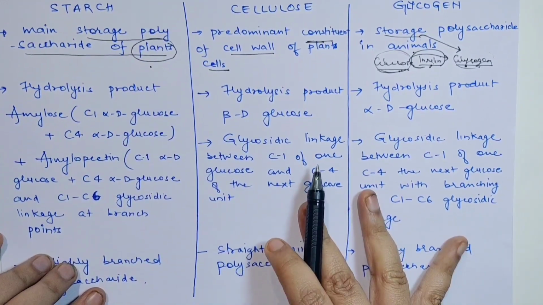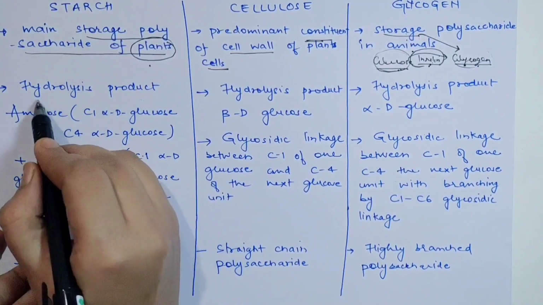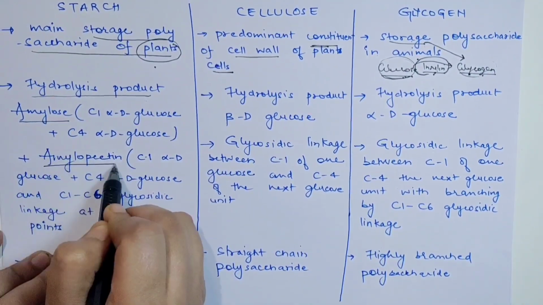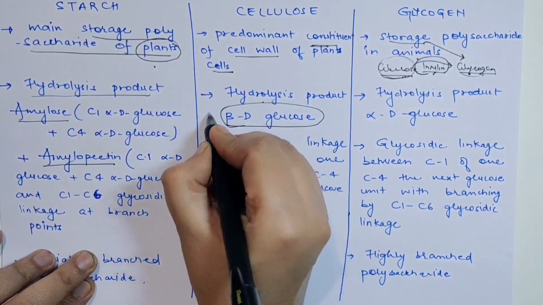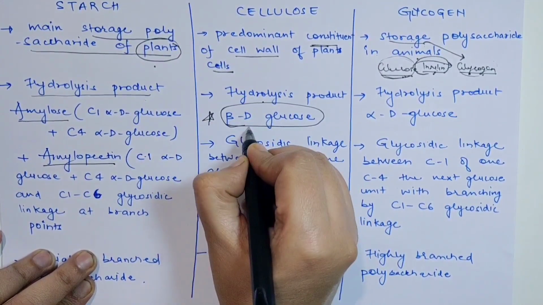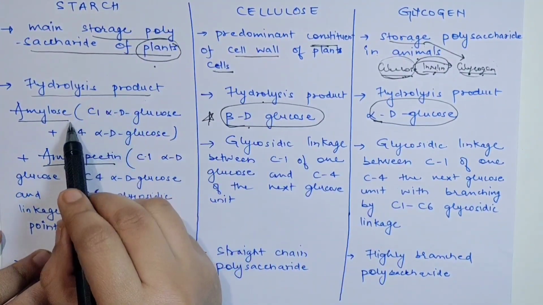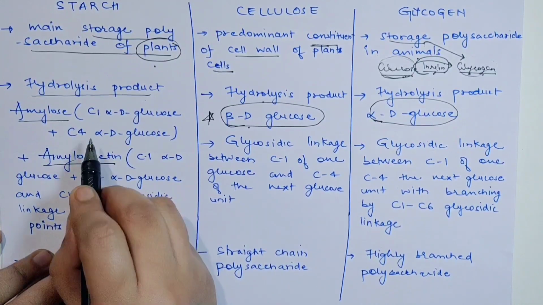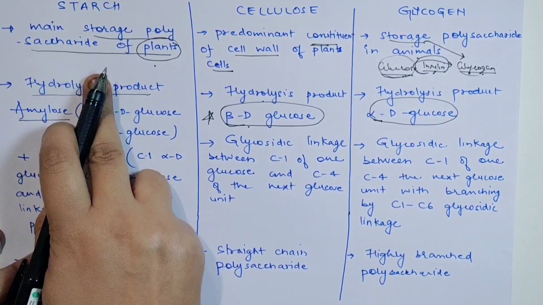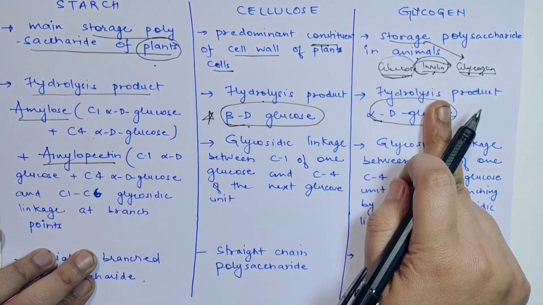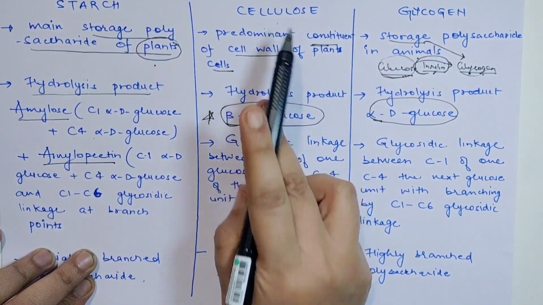Then the next point of difference is the hydrolysis product. Here in starch, the hydrolysis products, you can write amylose and amylopectin. In cellulose, it's beta D glucose, not alpha D glucose, beta D glucose. In glycogen, it's alpha D glucose. In starch, the amylose and amylopectin have alpha D glucose. The linkage is different; we'll be talking about that. But starch also has alpha D glucose. Glycogen also has alpha D glucose. The only thing that has beta D glucose is cellulose.